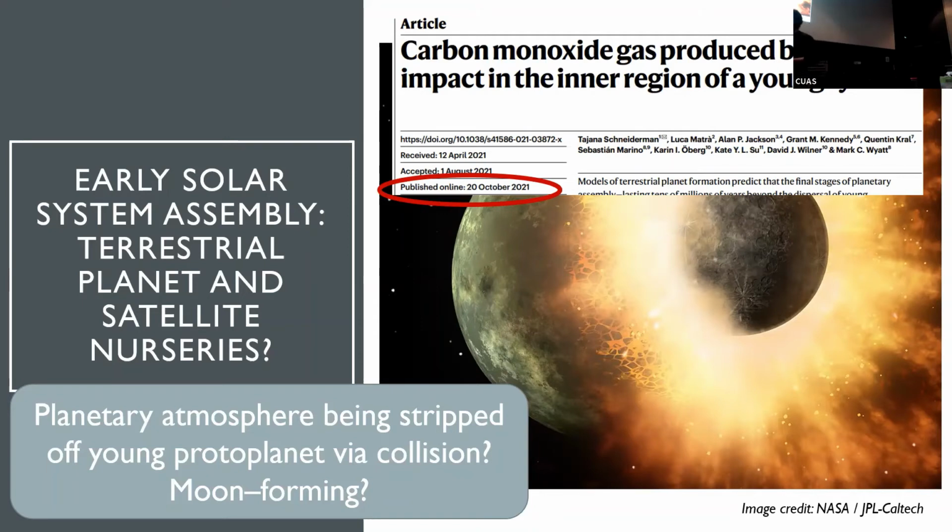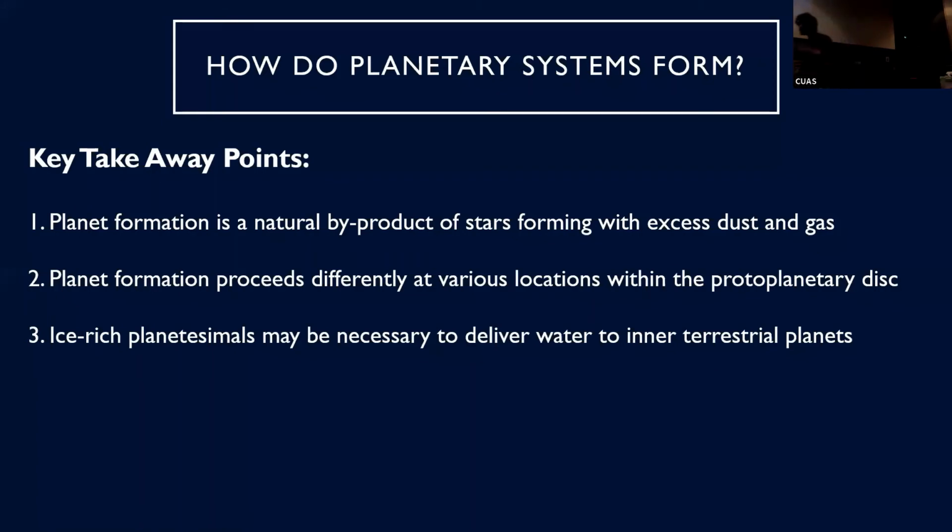Okay, but what we think has actually happened here is gas has been produced in the violent smashing of a young planetesimal or a young protoplanet into another. Potentially there's going to be some moons forming here as well, but that's going to take a while to form. So I think the takeaway points here on planet formation is that this is a natural byproduct. When stars form, planets will form. Okay? That the formation proceeds differently depending on where you are in the protoplanetary disk. So we get terrestrial planets that tend to form towards the inner region of the system. We have giant planets forming towards the outside of the systems.